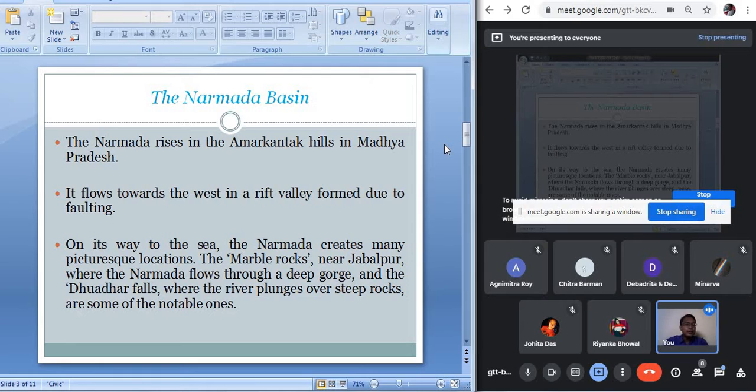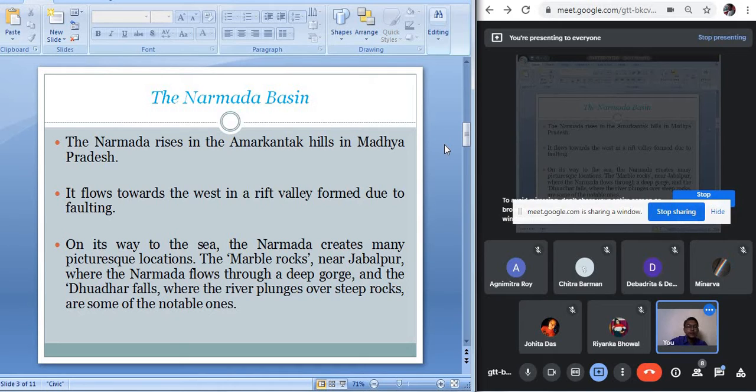We have already discussed the Narmada and the Tapi rivers, like we came to know about the Narmada river, its origin and all. But for your recapitulation, I'm just revising it once again. The Narmada and the Tapi are the two rivers which originate from the state of Madhya Pradesh. The Narmada river originates from the Amarkantak hills, and the Tapi river originates from the Betul district of Madhya Pradesh. Both these rivers flow parallel to each other.